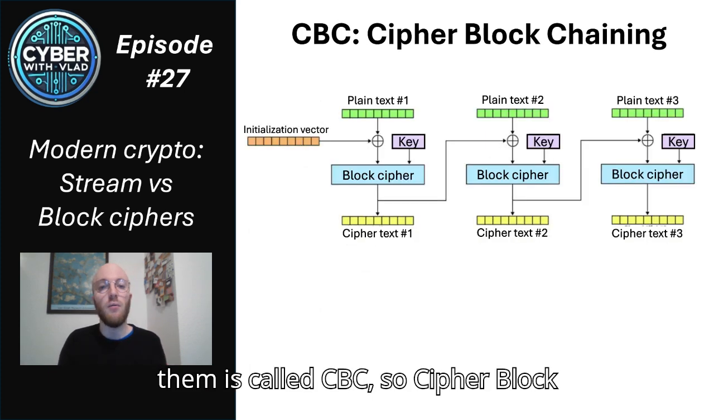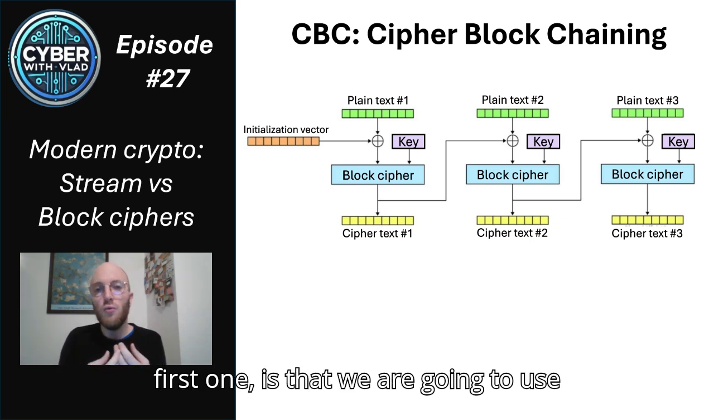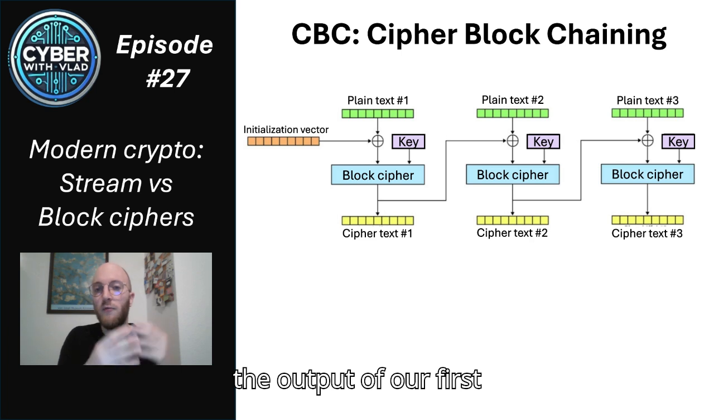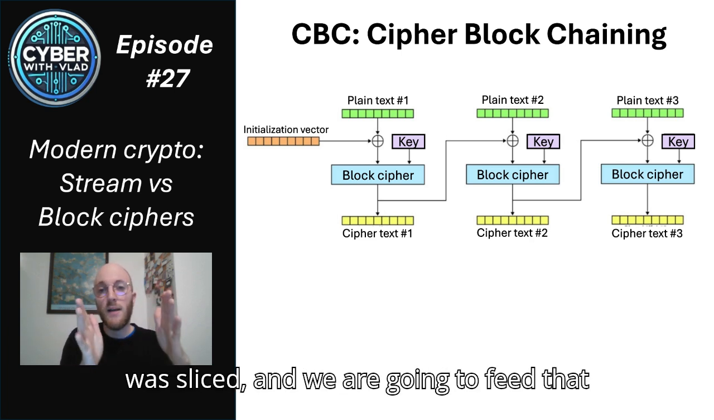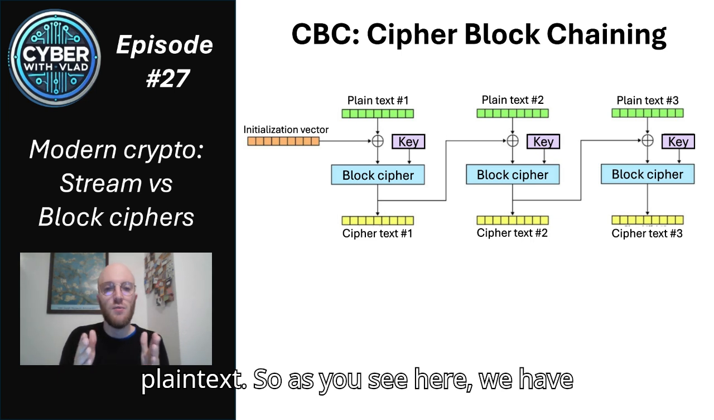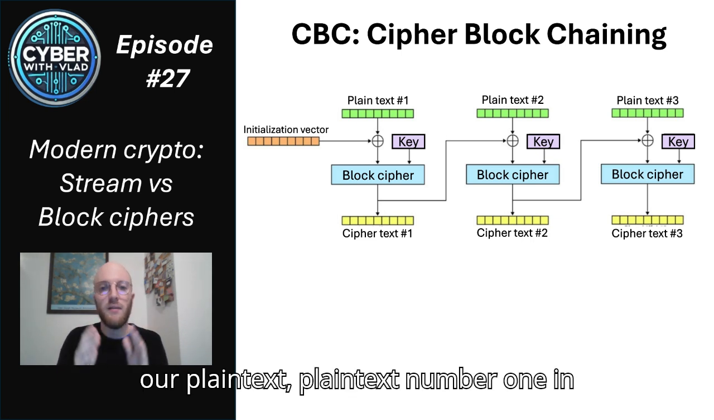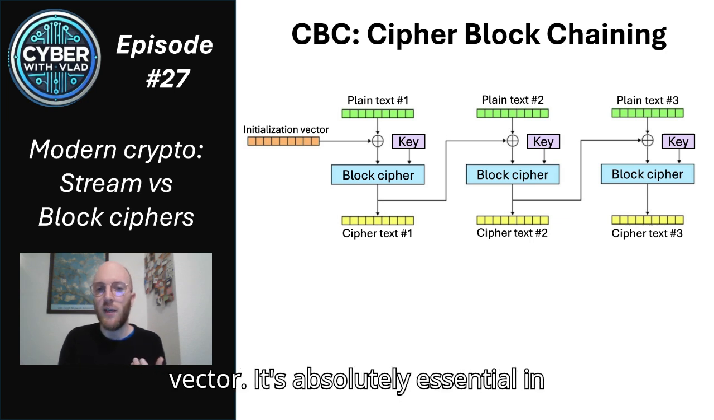So there have been other variants. One of them is called CBC, so cipher block chaining. The idea, as opposed to the first one, is that we are going to use the output of our first portion, our first part of the text that was sliced, and we are going to feed that into the second part of the plain text. As you see here, we have our plain text number one in green. We also have an initialization vector, which is absolutely essential, in orange.